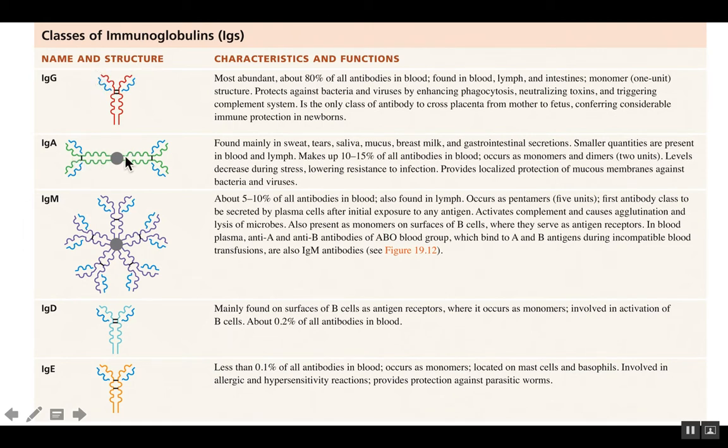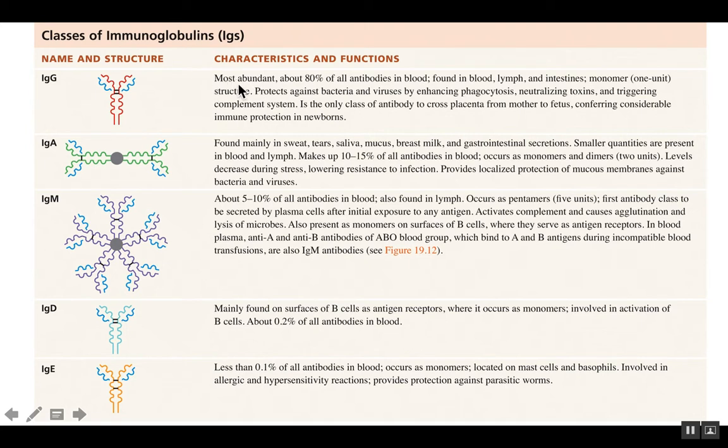This guy, IgA, is a dimer, so it can recognize in 4 places. IgM is a large pentamer. It's got 5 similar structures. And then D and E are both monomers. So they look a little different, at least these two, A and M. Their function and characteristics are slightly different.